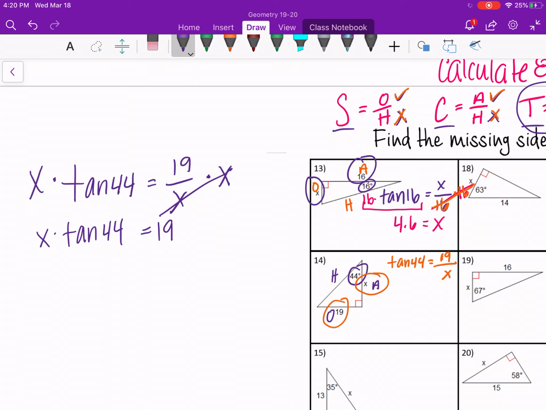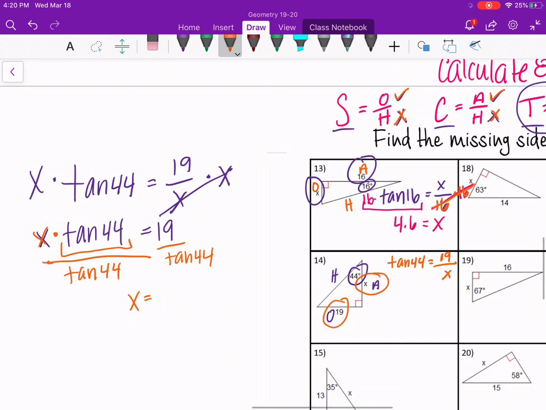So if I want to get x by itself, I'm going to think of tangent of 44 as one number, okay? So if this is x times one number, the only way to get rid of it is to divide by that number. And tangent of 44 is a number. You can type it in your calculator. It's going to be a decimal. So that's why we can do things like this, multiply by the whole thing, divide by the whole thing, because that has the same properties. So x equals 19 over tangent of 44.